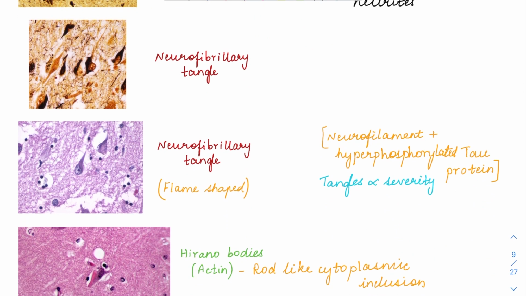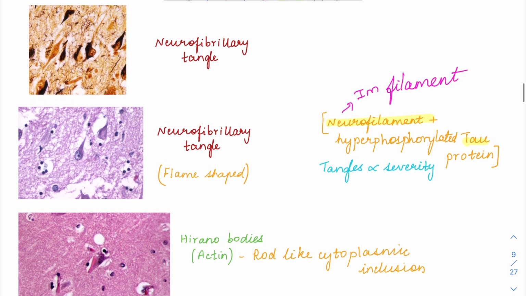So neurofibrillary tangle is usually composed of neurofilament and a tau protein. Neurofilament is an intermediate filament. We all know that, right? So it is an intermediate filament. It is attached with the tau protein, and this forms the neurofibrillary tangle, which has a characteristic flame shaped appearance.